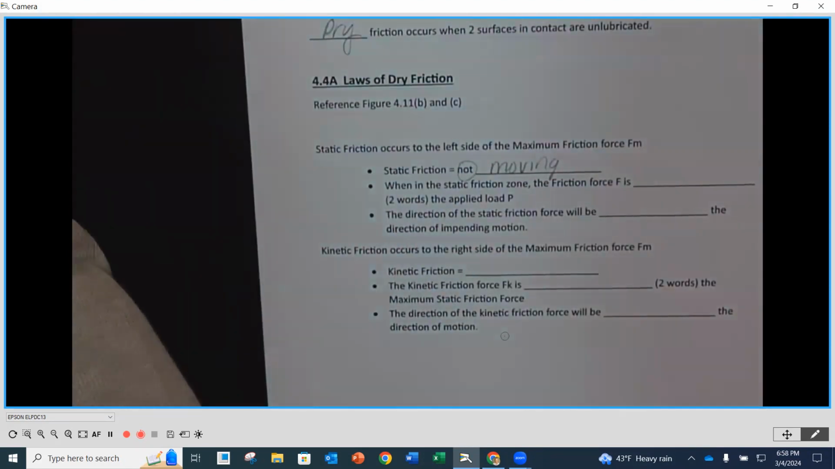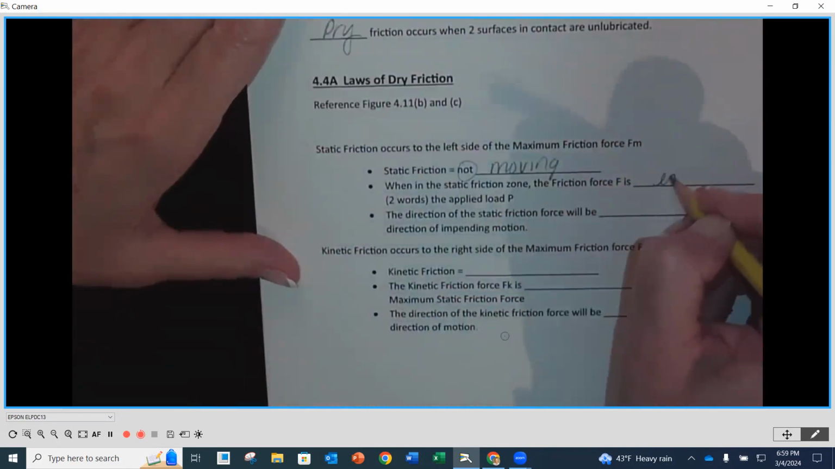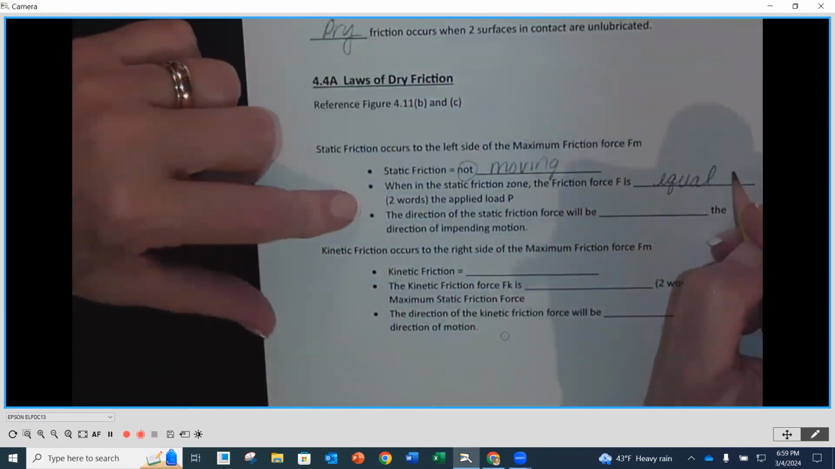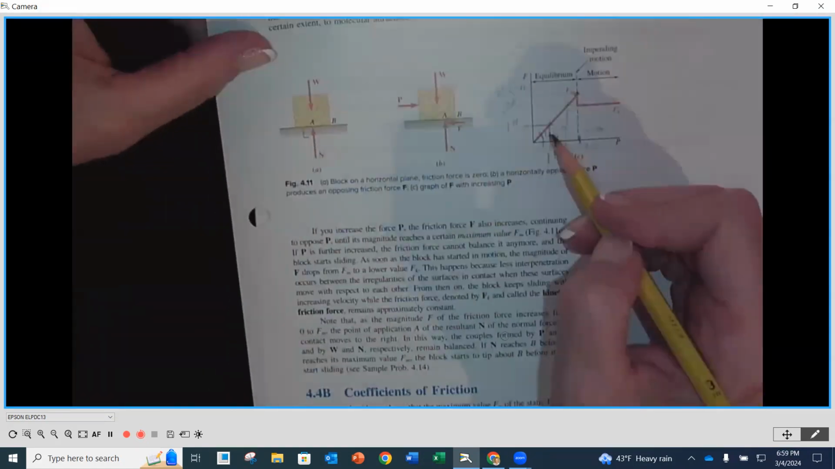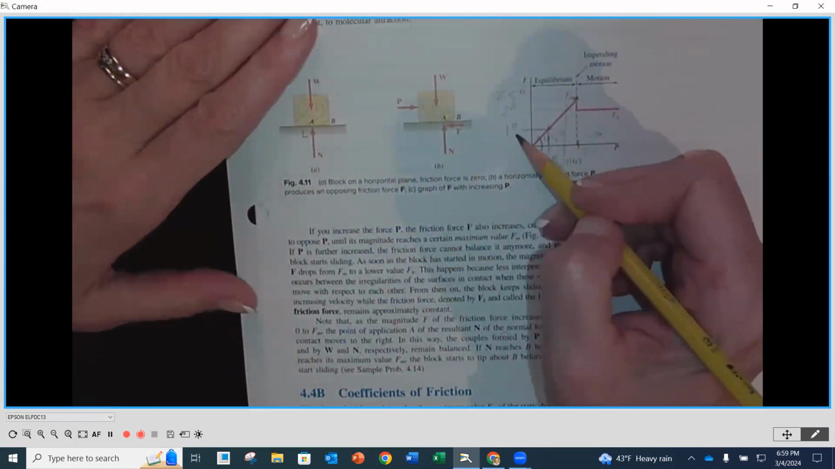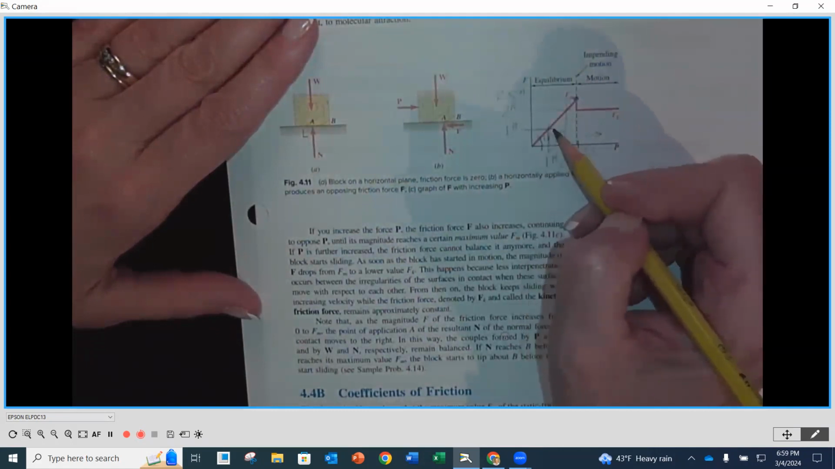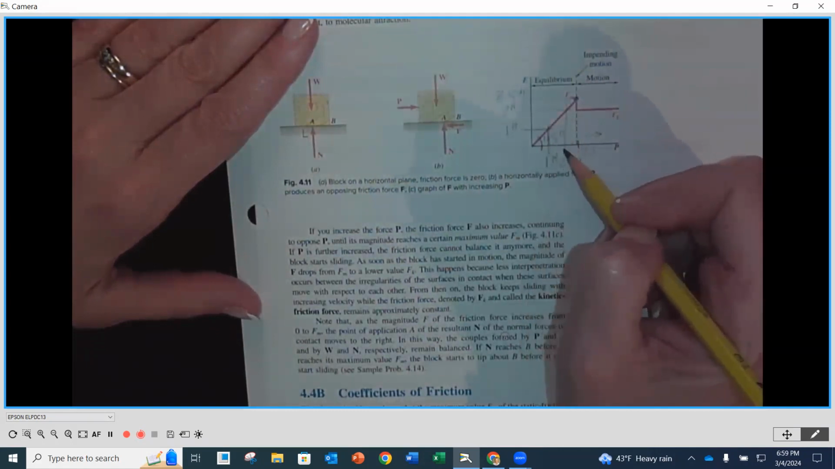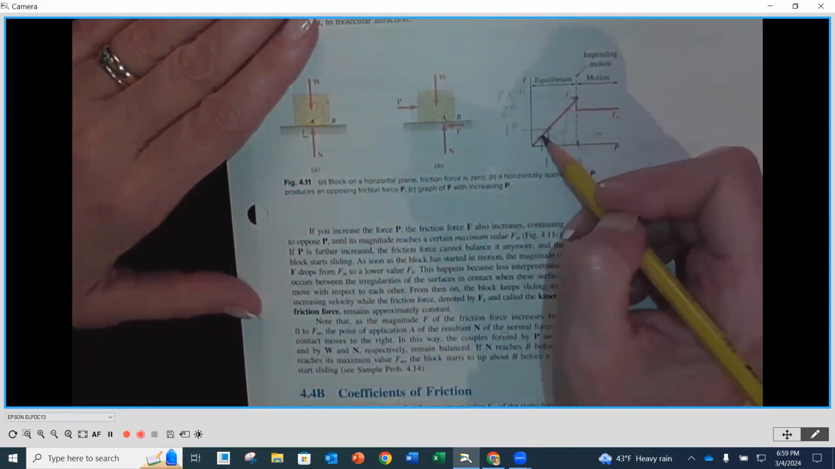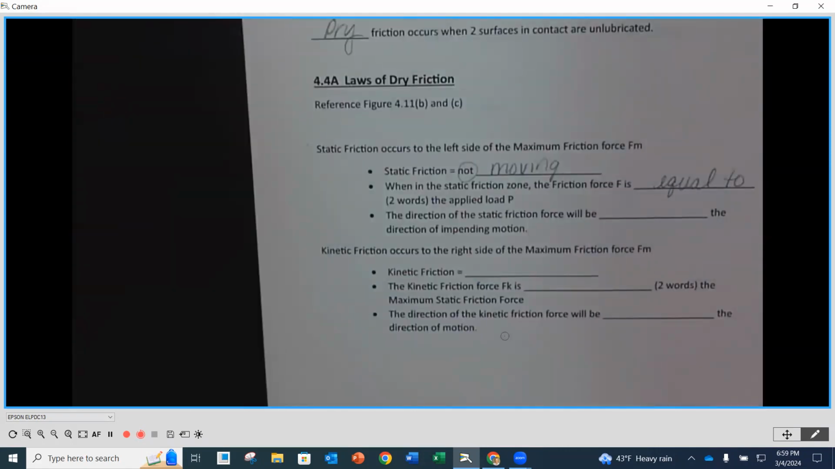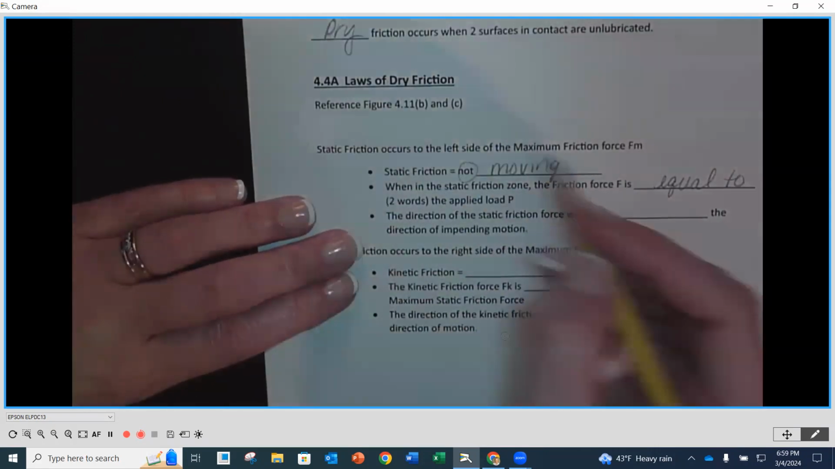When in the static friction zone, the friction force is equal to the applied load. So if we go back over here, that was that 45-degree angle. If my pushing force was 1 and I'm not moving, that means that my friction force is 1. Those are equal to each other. Same thing here. If my pushing force is 2, my friction force is 2. In this zone right here, 45-degree angle. Linear relationship.